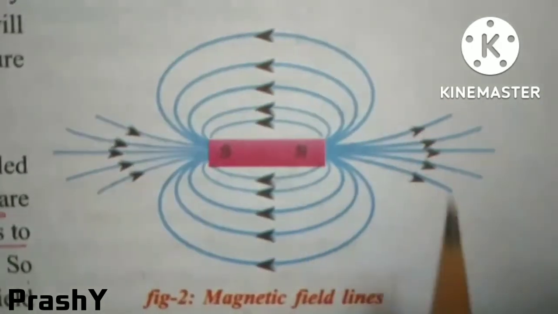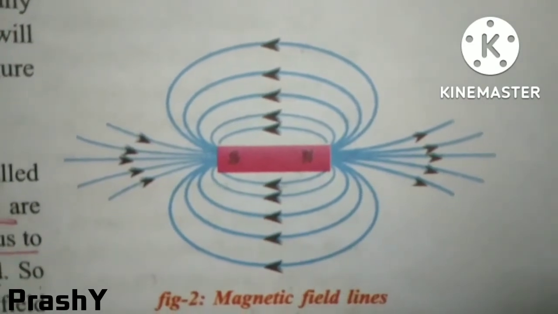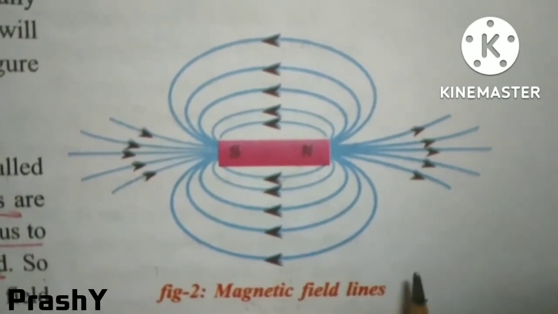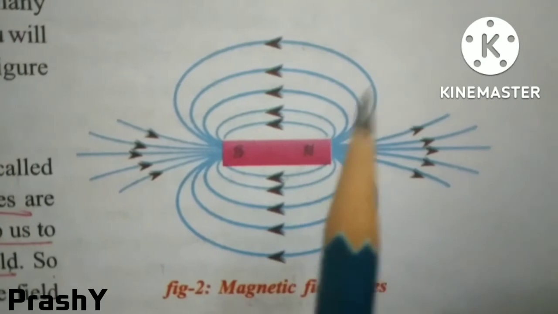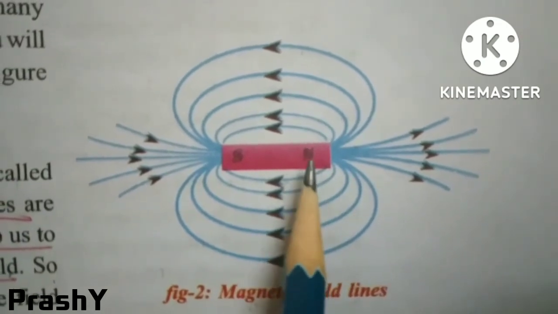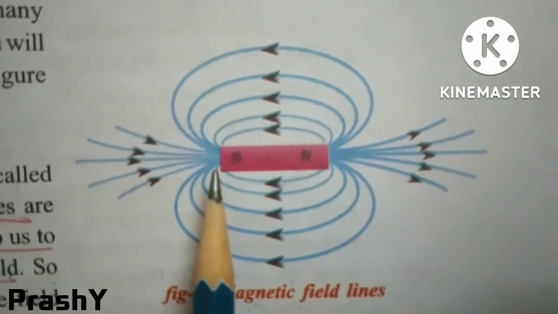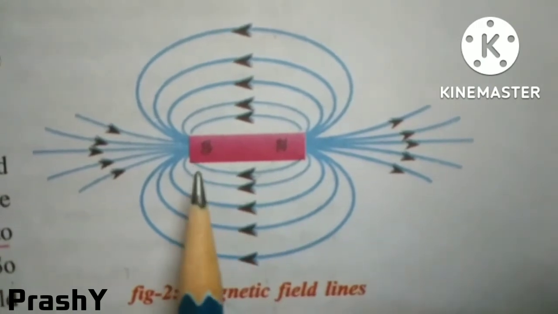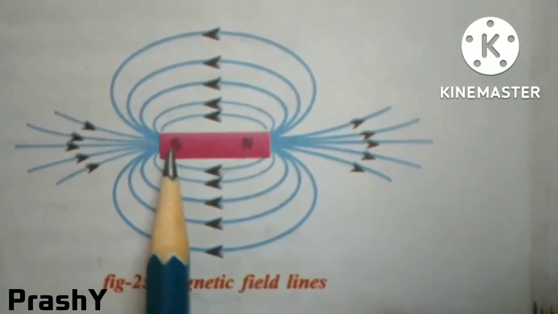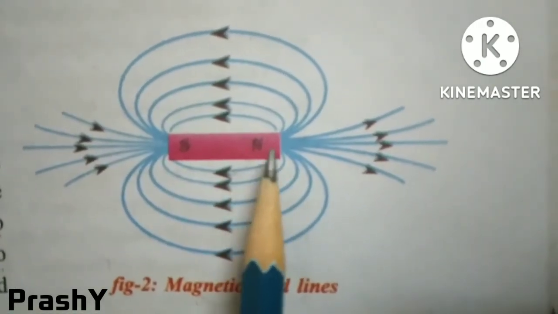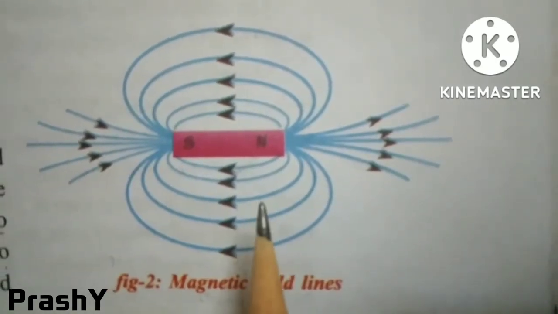These field lines are imaginary lines. These lines help us to understand the nature of the field. These field lines are closed loops. They start from the north pole and end at the south pole. And inside the bar magnet, they move from south pole to north pole. So we say that the field lines are closed loops.